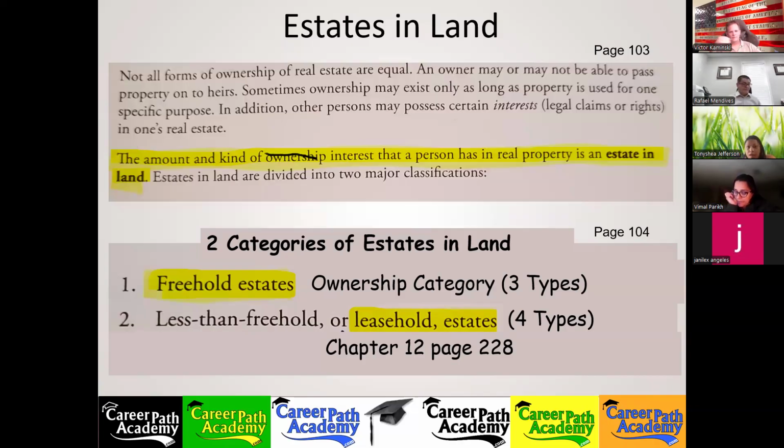Yep. And three types. Yeah, make sure you write above it on page 104, two categories of estates in land. And those categories are freehold estates, which is the ownership category, and there's three types that we're going to learn in the coming page. And then there's leasehold estates, which are less than freehold. You're not free to hold it forever or a lifetime. And there are four types of leasehold estates, and we're going to go over them in chapter 12 on page 228.